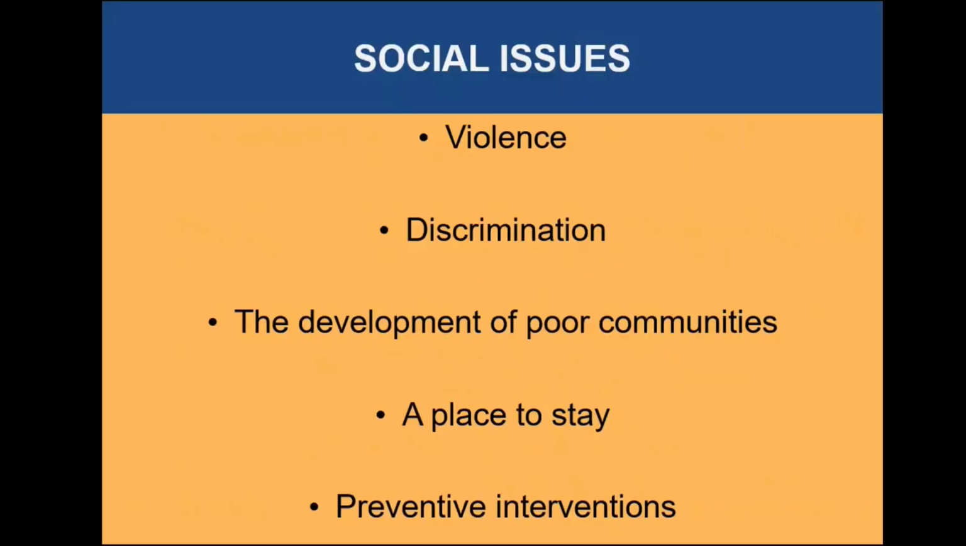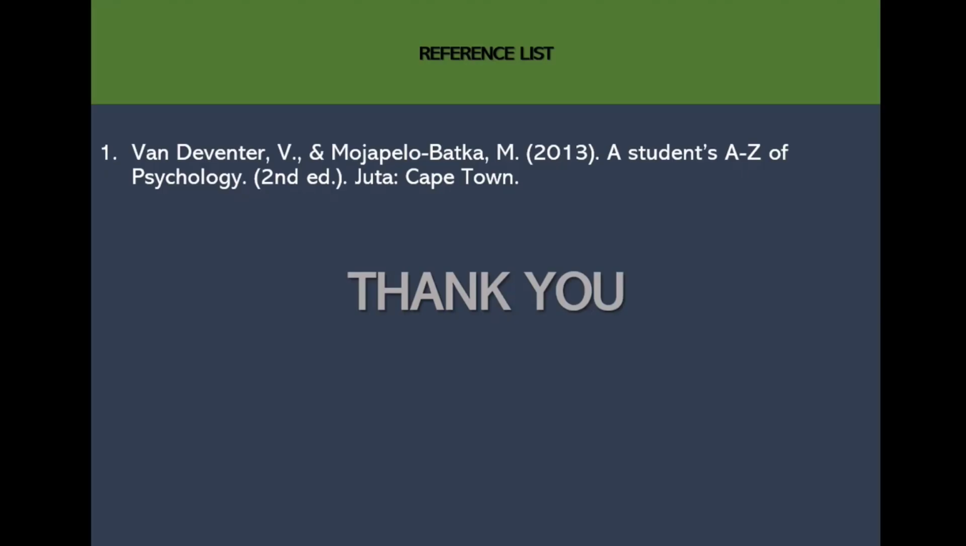Chapter 5: violence, discrimination, the development of poor communities, a place to stay, preventive what? Measures.